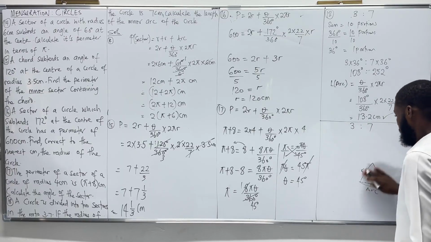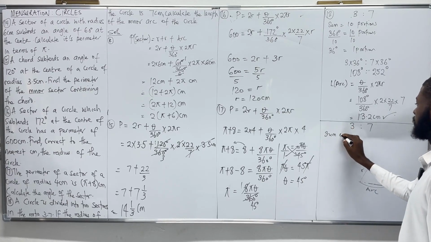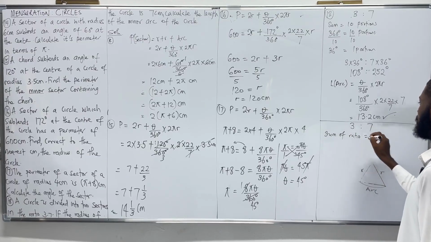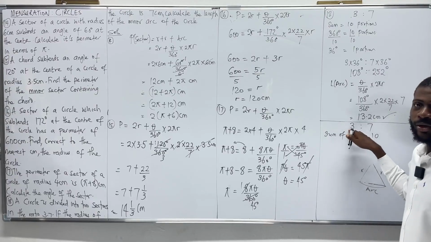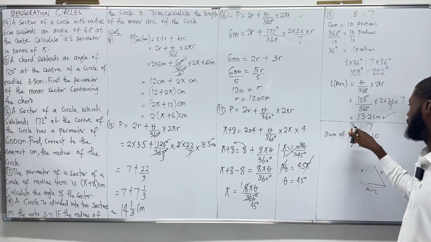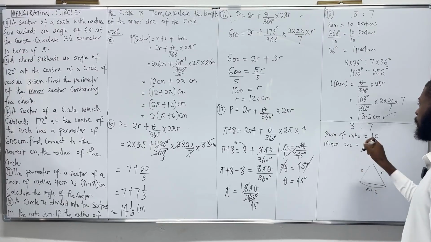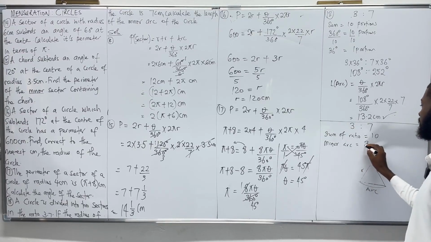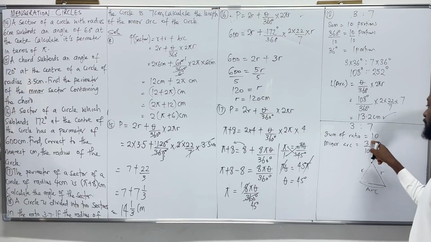So, I don't want to wipe. Okay, so this is the minor arc. The sum of the ratio is 10. That's the sum of our ratio. Now, the minor arc, what fraction would it be? It will be 3/10. It will be 3 over 10. That's the minor arc.